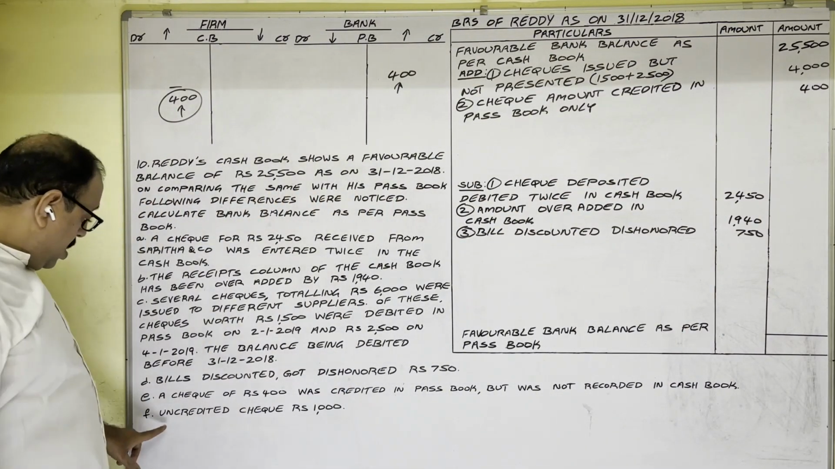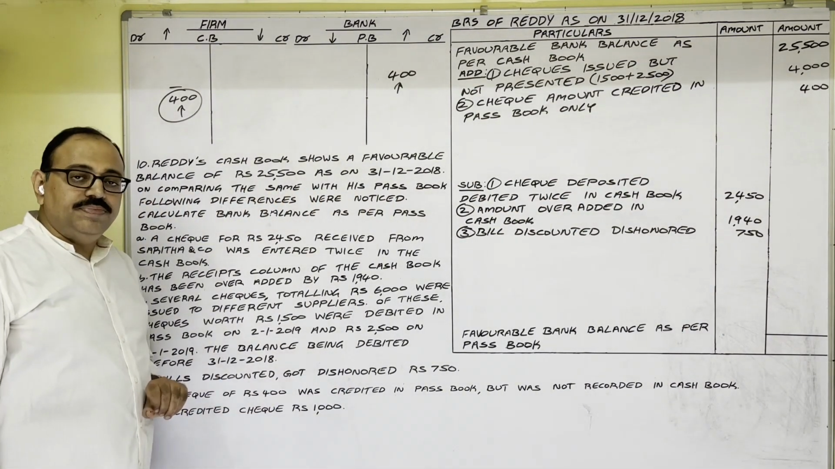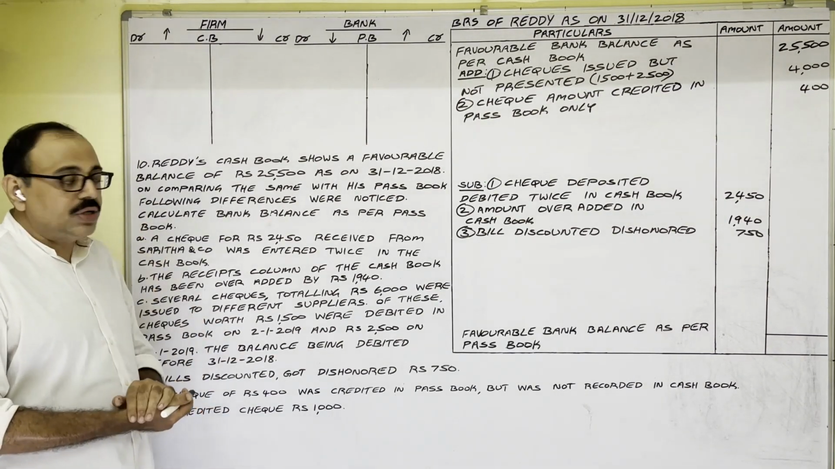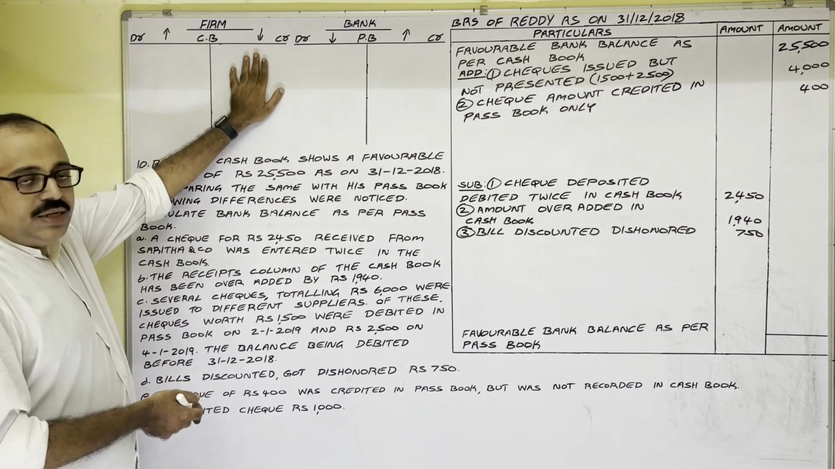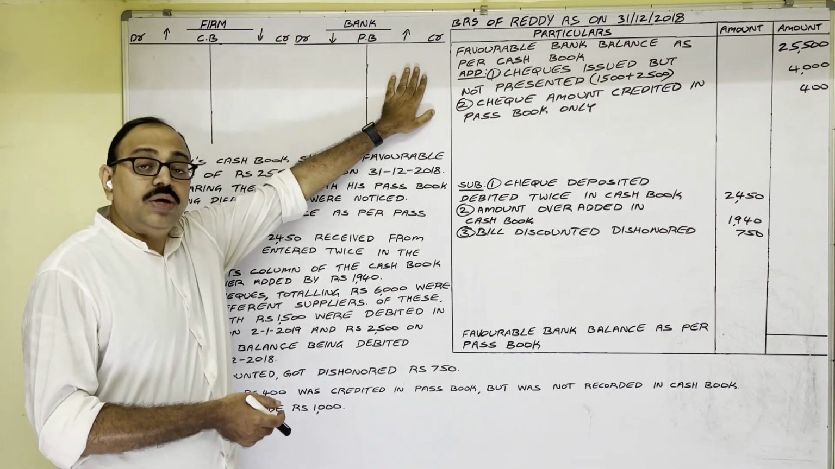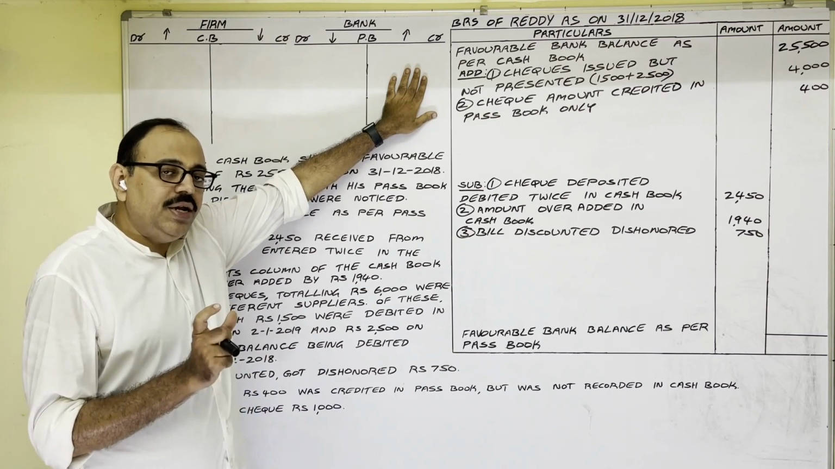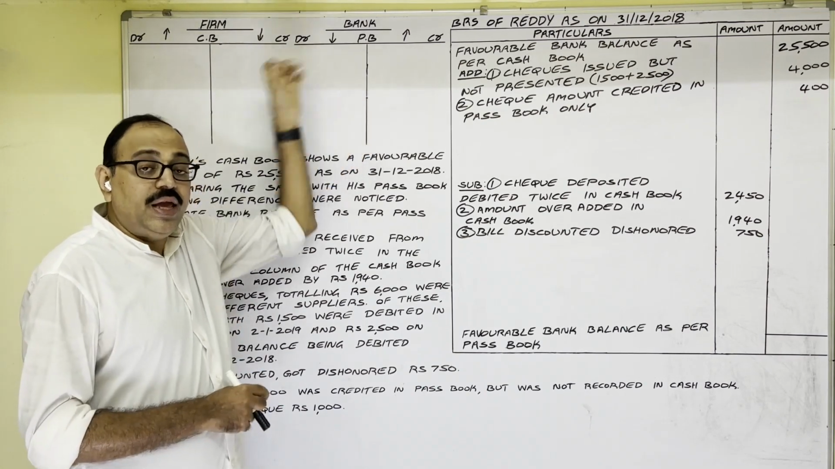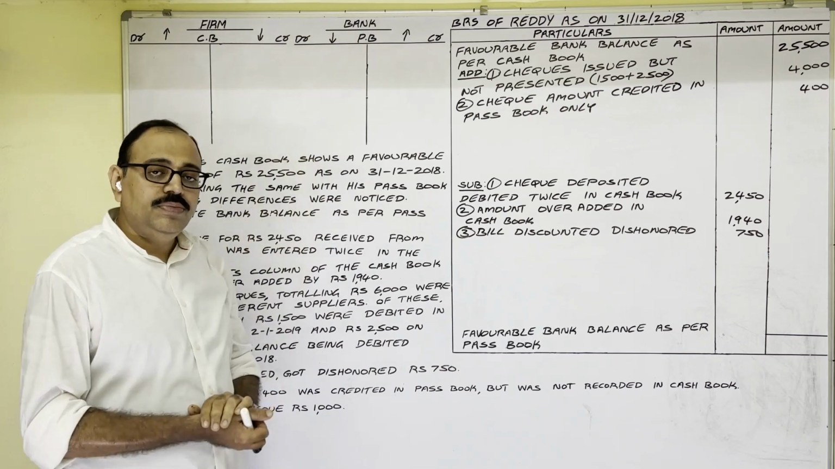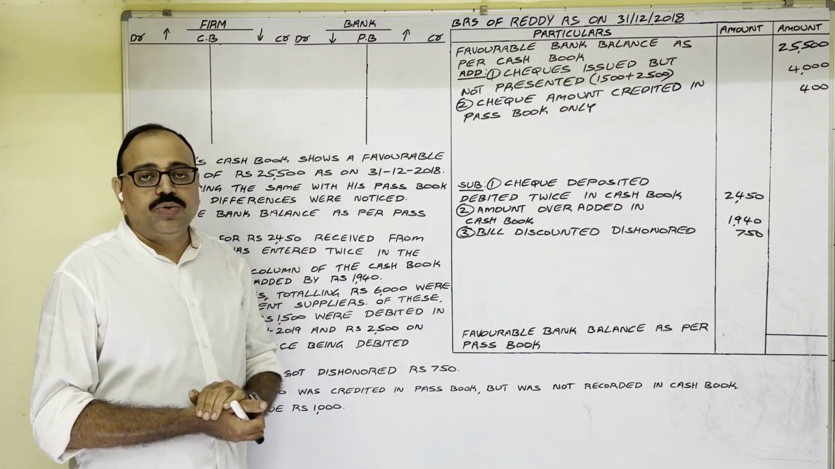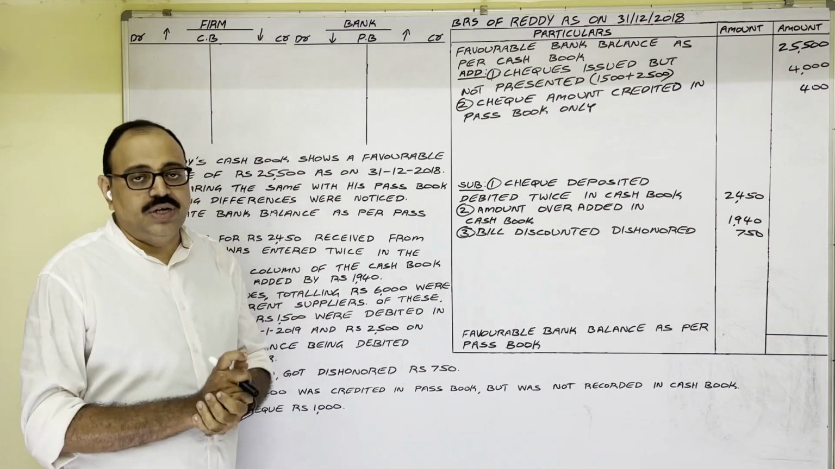Last one. Uncredited check 1000. Uncredited, not credited. Now we will get a doubt. In the cash book the credit side is there, in the passbook also the credit side is there. Uncredited means the amount is not credited in which account? In the cash book or in the passbook? Doubt comes in. Now, for bank-related accounts only we use this word credit.